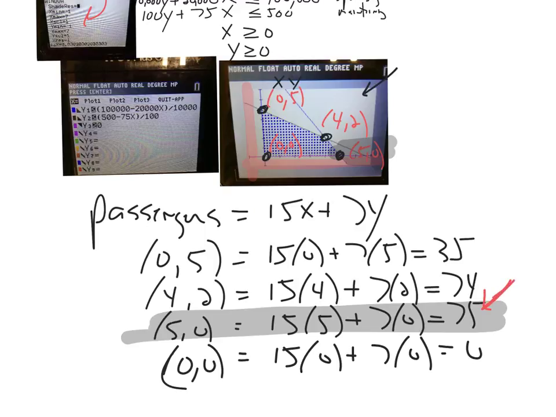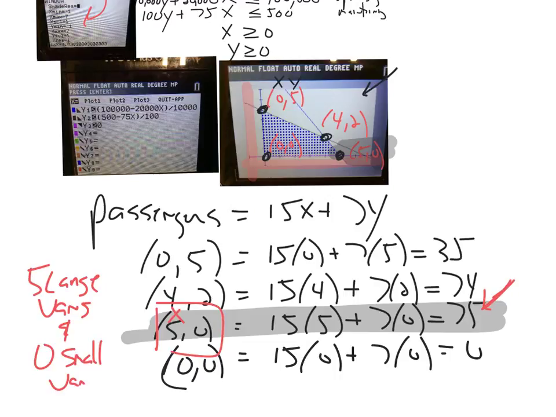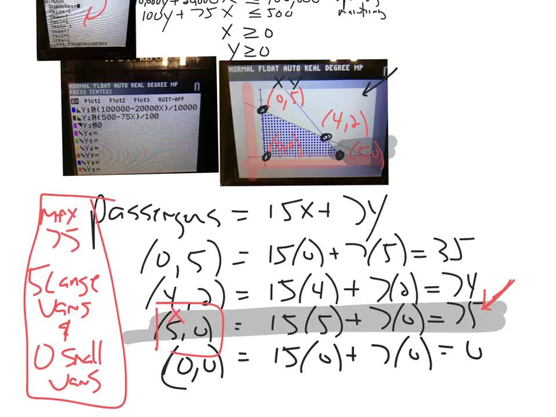So here the town should purchase x, which is the number of large vans, so 5 large vans, and 0 small vans. And the maximum passengers is equal to 75. So there's our official final answer.